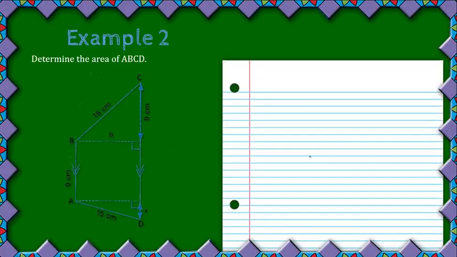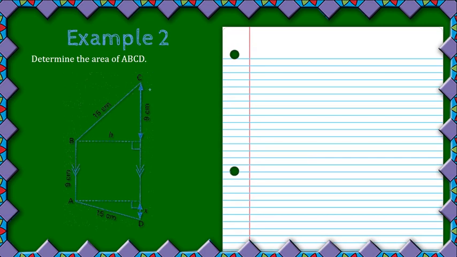Example 2. Once again, we need to determine the area of ABCD. And what is ABCD? We can see that one pair of sides is parallel, so this is a trapezium. The formula for a trapezium was half times the sum of the parallel lines times the height. All right, so before we can do that, we need to find the height. We see that this part is also unknown. So let's start with the height first. We can find that because this is in a right angle triangle.